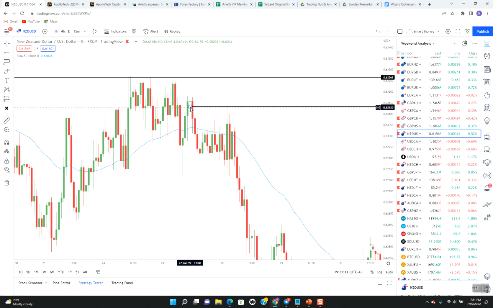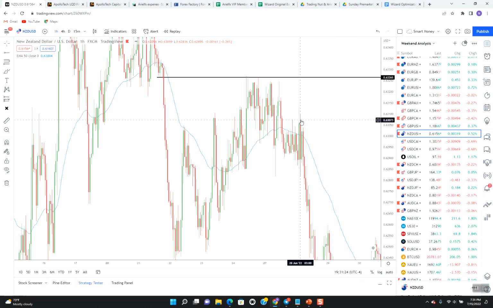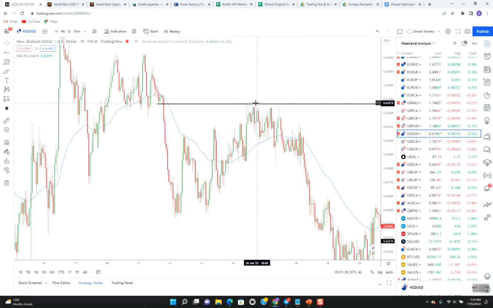We came up to the full fill of that imbalance, we filled it, and then we rallied back to the downside to continue. We've made the market efficient, and now we're pushing back to the downside. All right, so that's just an easy example of how to utilize imbalances in your trading.